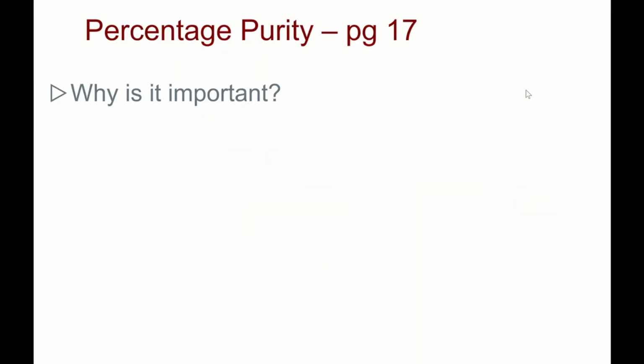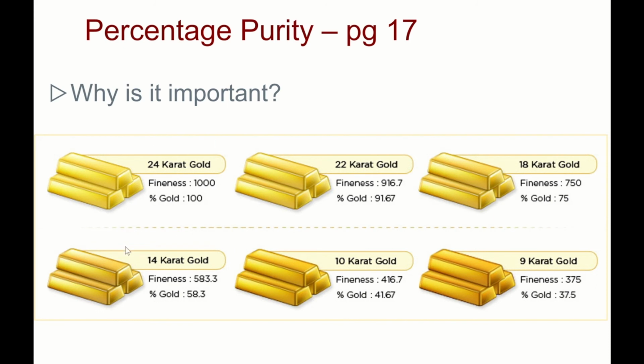Next, page 17, last part already, percentage purity. So why is percentage purity important? Let's take a look at this. You have gold. I don't know whether you are aware that there's such a thing called 999 gold or 9 karat gold, 10 karat gold, and 24K gold is the finest. It means 100%, which is quite soft. But for jewelry, they don't really use 100%. The more expensive one will be 999. The lower the percentage, the cheaper it is.